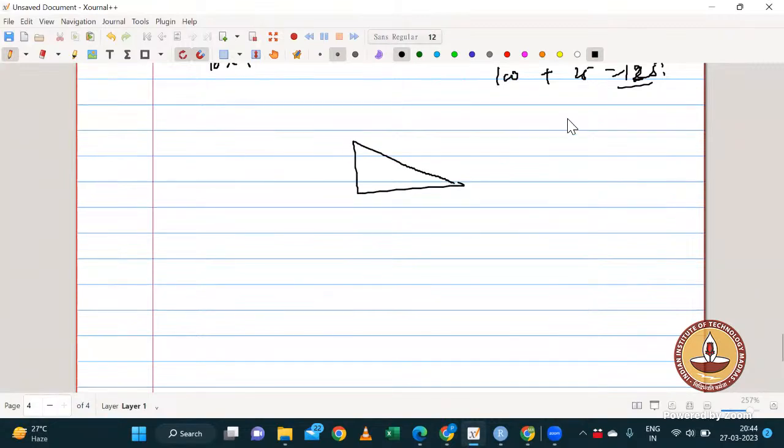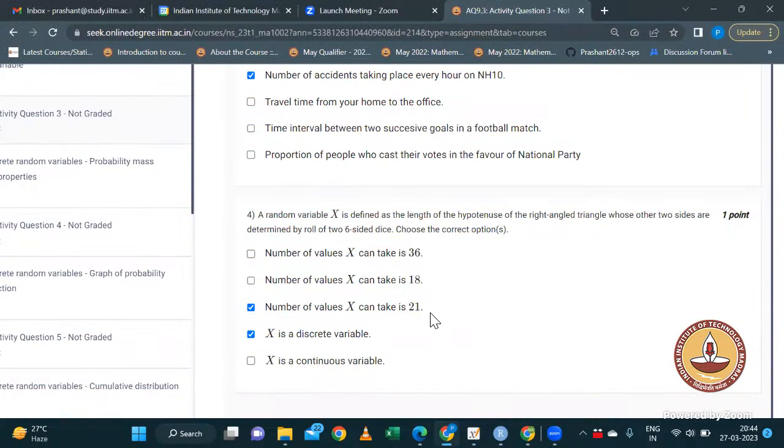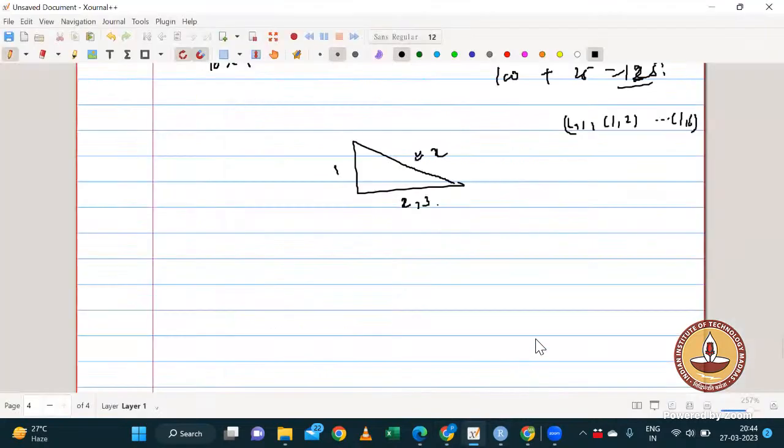Roll of the 2 dice means the other 2 sides, base and height, can be outcomes of the 2 dice, right? It can be 1 1, 1 2, like this, up to 1 6. So these things you have to find out. Let's say it's x, so it can be 1 1, 1 2, 1 3, 1 4, like this. So why will x take 21? Why not 36? Because if I roll the die 2 times, I will get 36 outcomes.